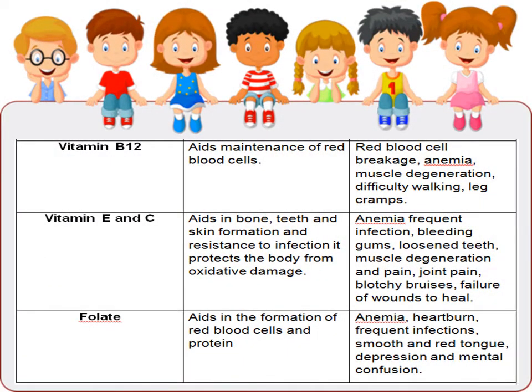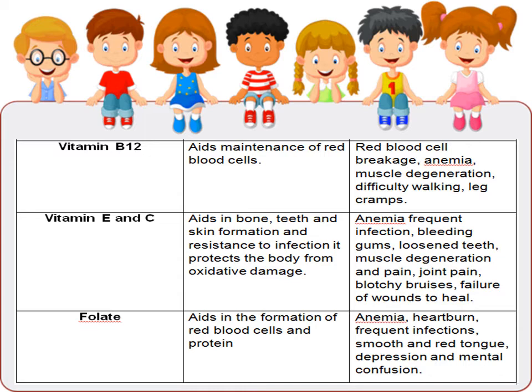Next, we have vitamin B12. So, the importance of vitamin B12: it aids maintenance of red blood cells. So the signs and symptoms of deficiency are red blood cell breakage, anemia, muscle degeneration, difficulty walking, and leg cramps.